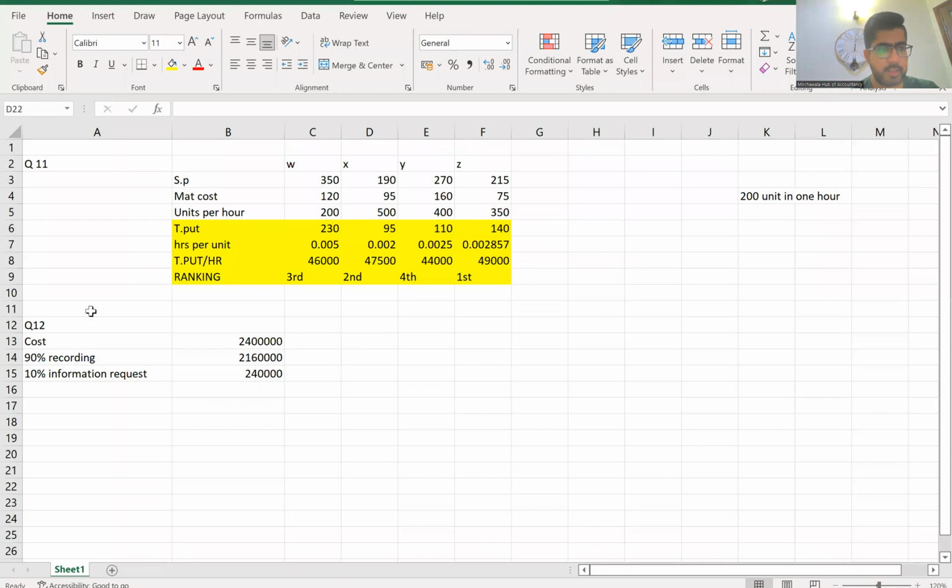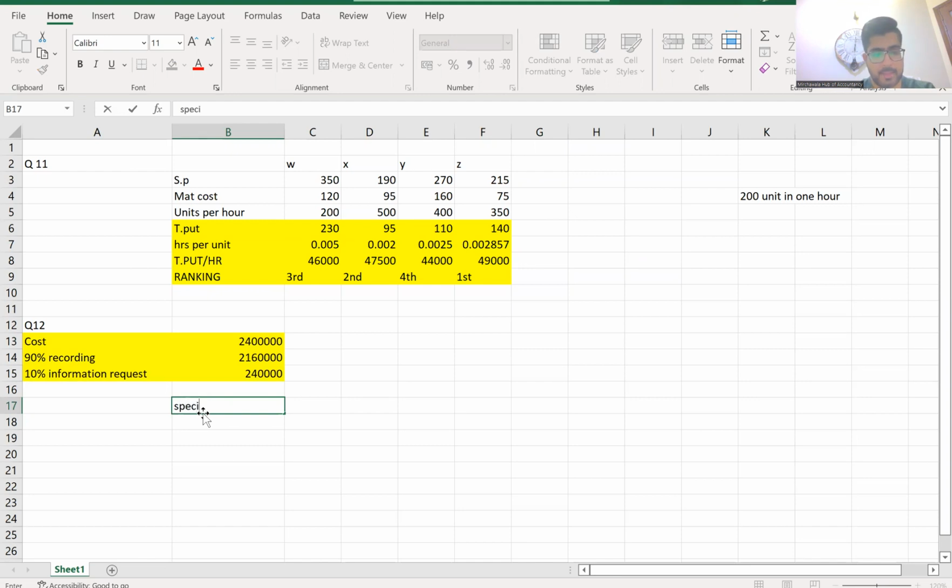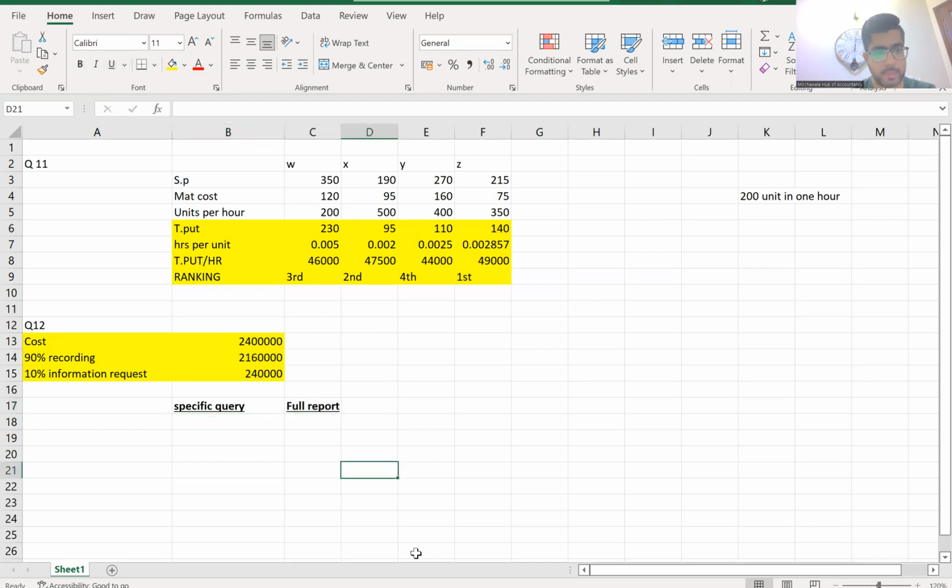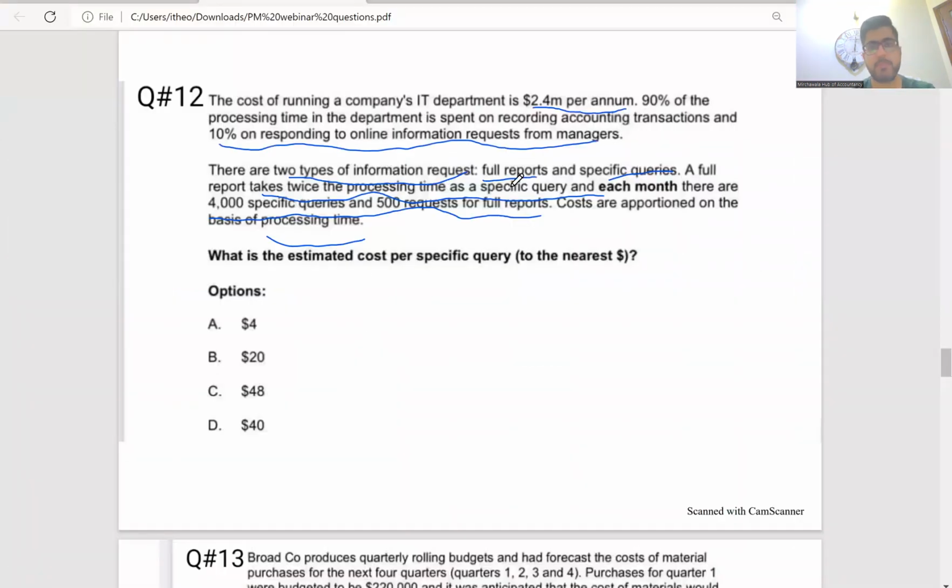Now, the cost was 2.4 million. 90% was on recording and 10% was information requests. Now, there are two types of information requests. One is specific query. One is full report. Two types of information requests: full report and specific queries.